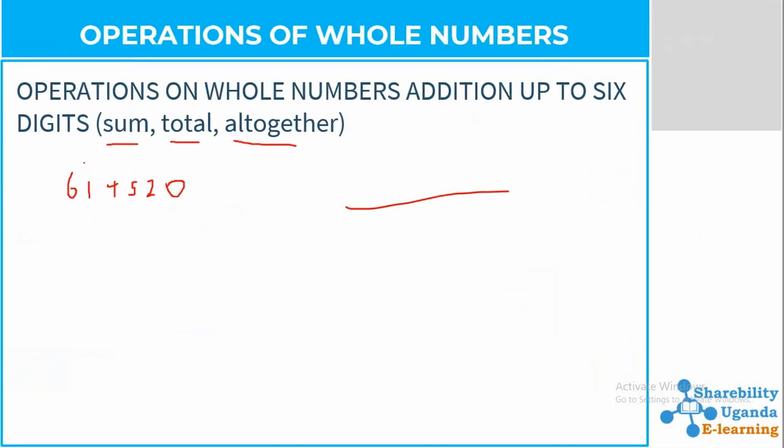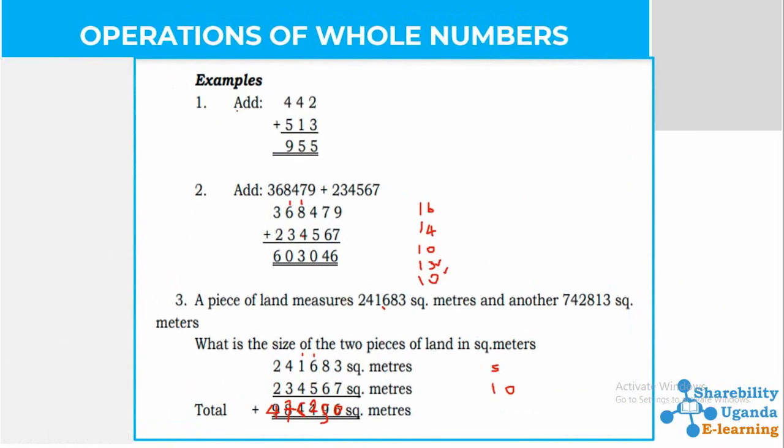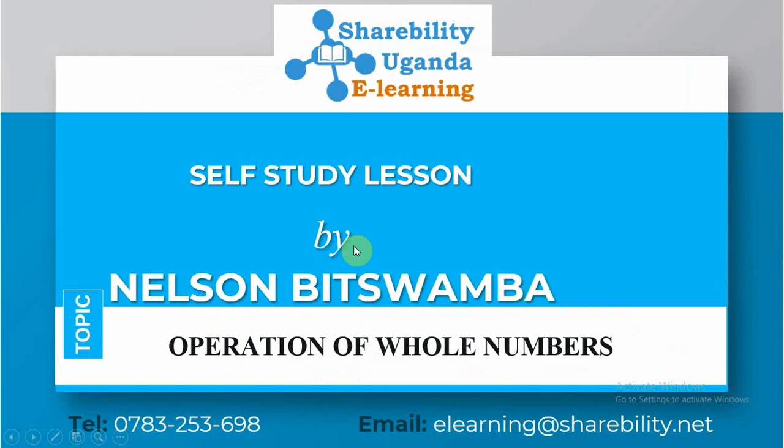So we are able to look at this operation of whole numbers, and we said that we shall be looking at addition up to 6 digits. In this we shall be looking at the sum, the total, and also all together, simply meaning addition. So we shall also be looking at these numbers which are in 6 digits, like here. So we are able to work out with these examples in our recent video.